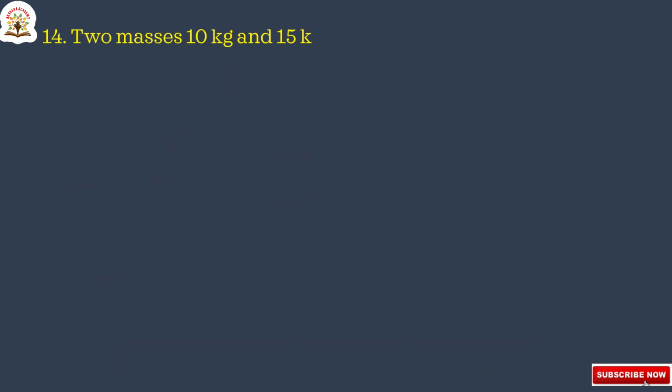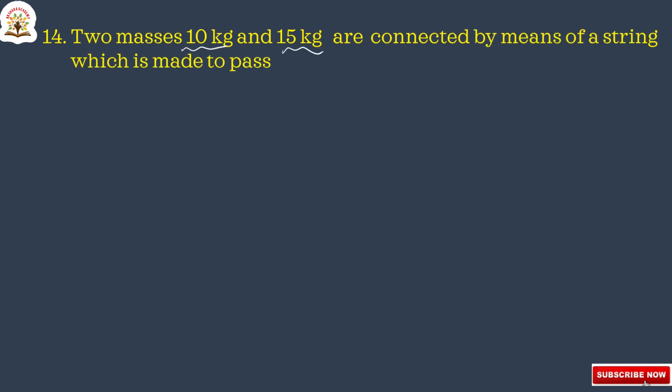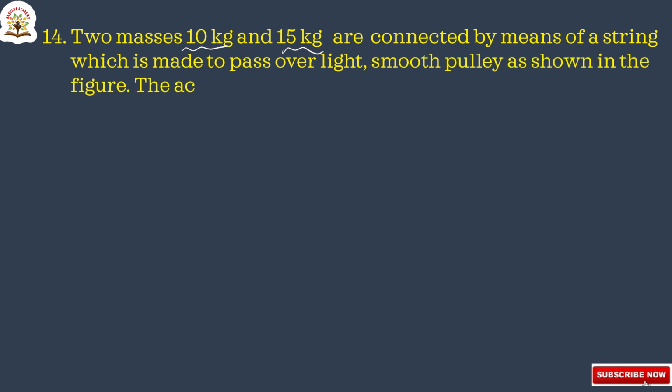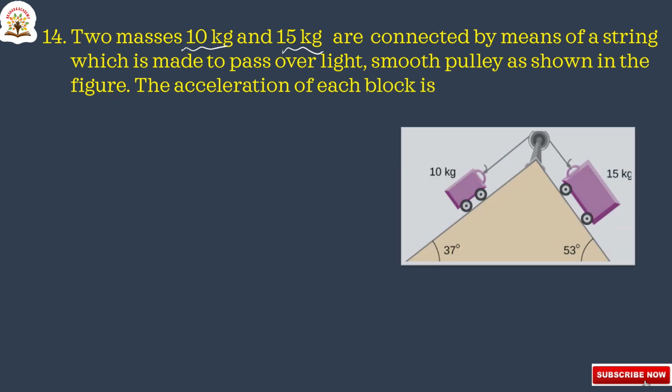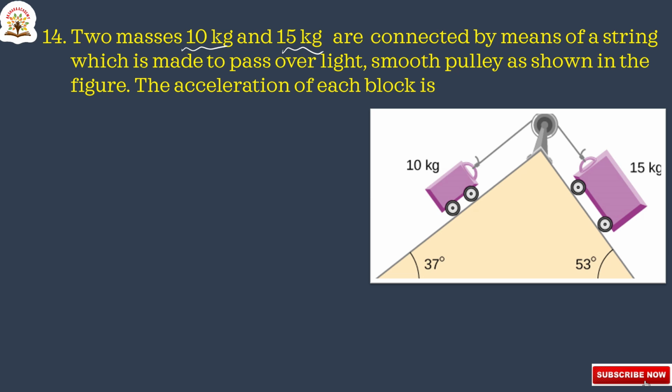Two masses, 10 kilogram and 15 kilogram, are connected by means of a string which is made to pass over a light smooth pulley as shown in the figure. The acceleration of each block is, see this figure, here we are taking two masses, one is 10 kilogram and another is 15 kilogram, connected by means of a string which is made to pass over a light smooth pulley. This is the pulley. So we have to calculate the acceleration of each block.